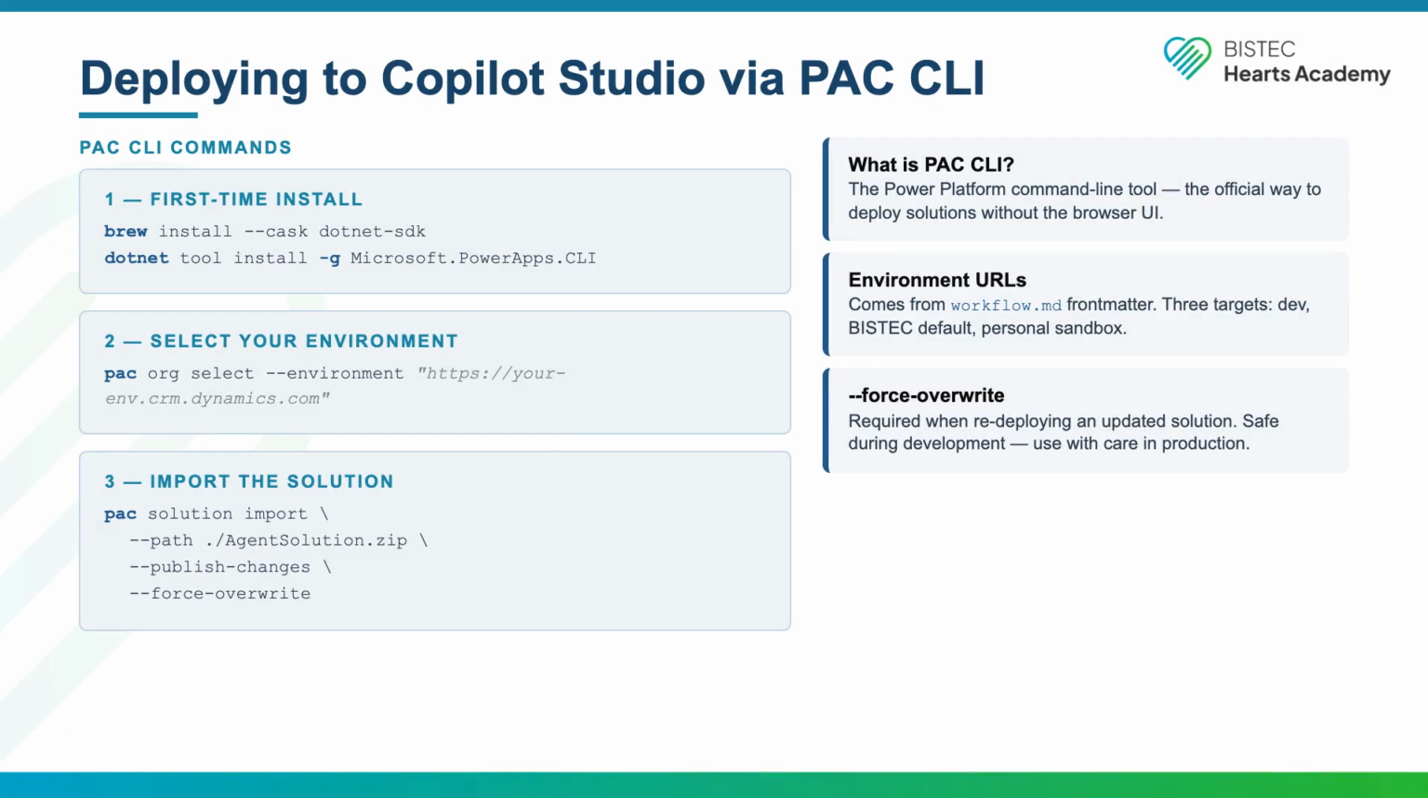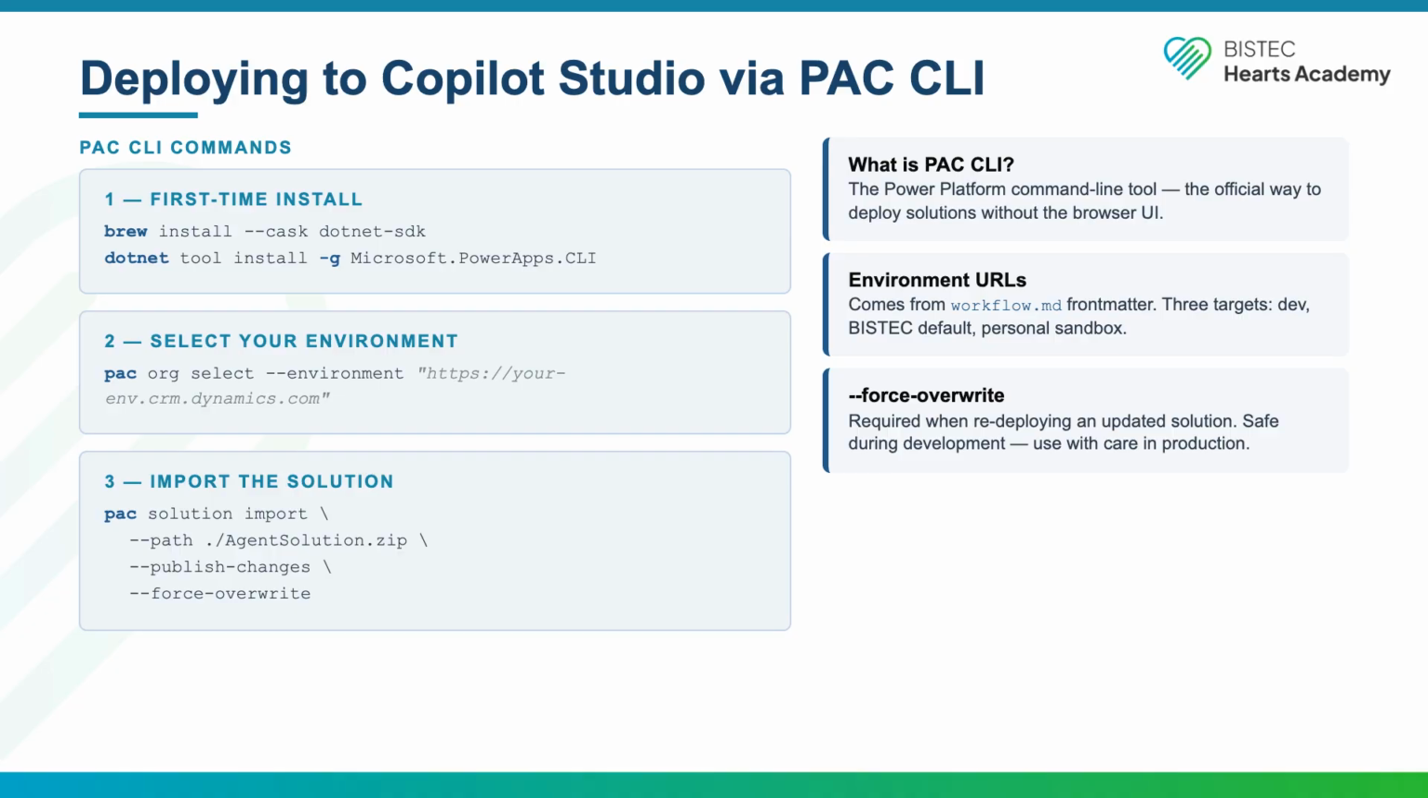PAC CLI, the Power Platform command line tool, is the official scripted way to deploy solutions without clicking through the browser UI. It is reproducible, pipeline compatible, and faster than the browser import for repeated deployments during development. First-time setup requires 2 commands. Install the .NET SDK, then install the Power Apps CLI as a global .NET tool. You only do this once per machine.